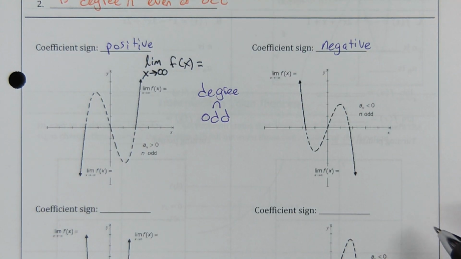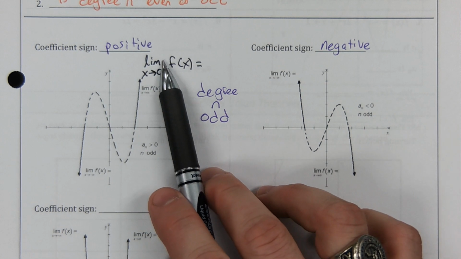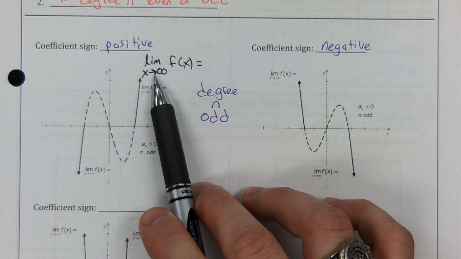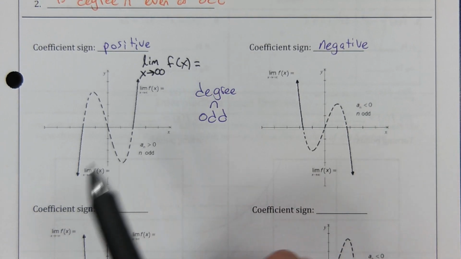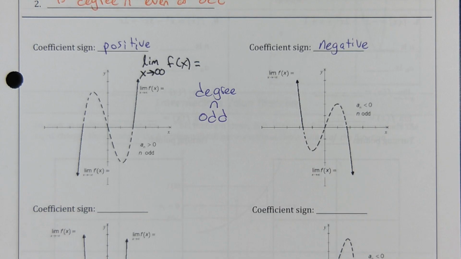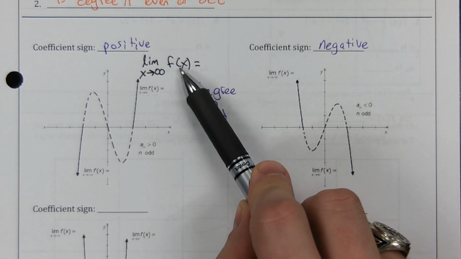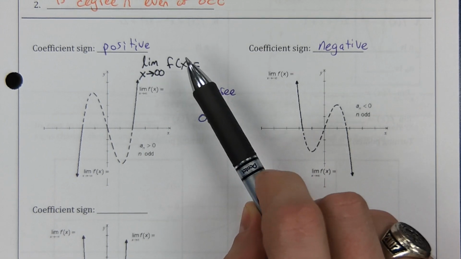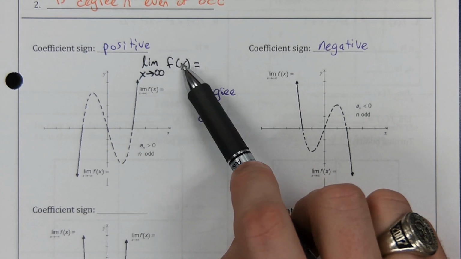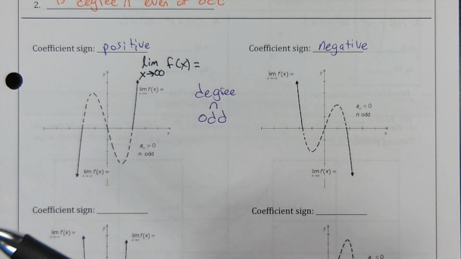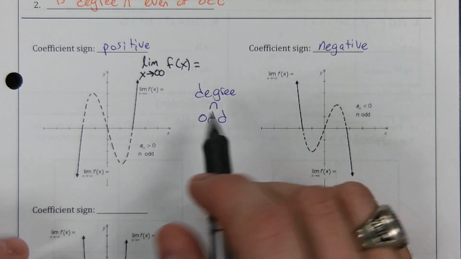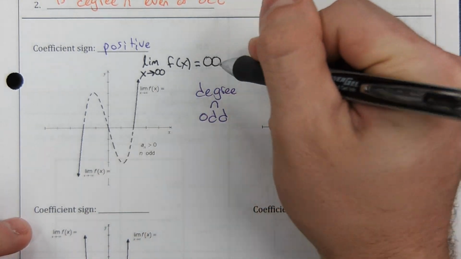Here's how we read that. The limit as x approaches infinity of f of x is. Limit can be thought of as the goal of the y values, because f of x represents the y values. So it says, what are the y values heading towards when x is heading towards that? And the answer to that is infinity, because they're pointing up.